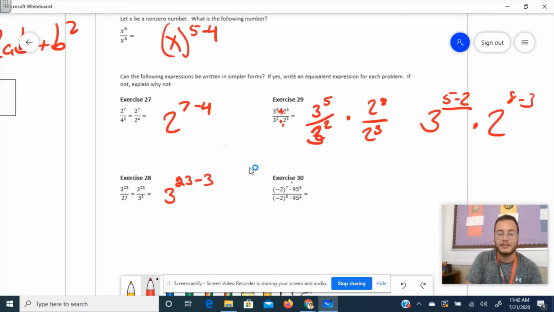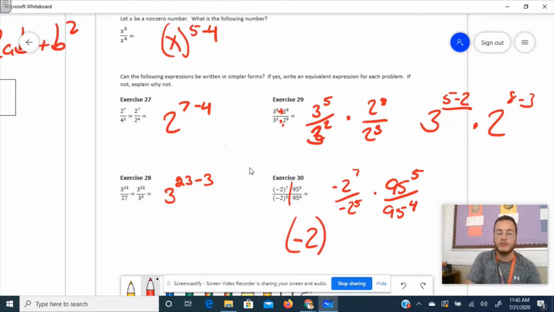Over here, I can separate this because it's multiplication. Negative 2 to the 7 over negative 2 to the 5th times 95 to the 5th over 95 to the 4th. That's the same thing as a shared base of negative 2. Make sure that's in parentheses. To the 7 minus 5 times 95 to the 5th minus 4.